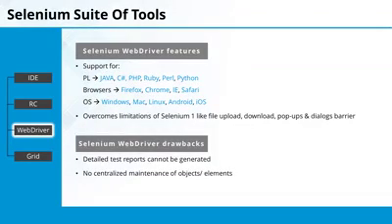Okay, we're still continuing WebDriver. These are the features which we've already gone through. I'll just quickly read them. Programming language, so we've got support for all the major programming languages. Browsers, not just these, but all the major browsers. Operating system, Windows, all the versions, Mac, Linux, Android, Ubuntu, all major operating systems. Overcomes limitations of Selenium 1 like file upload, download, pop-ups, and dialog barriers.